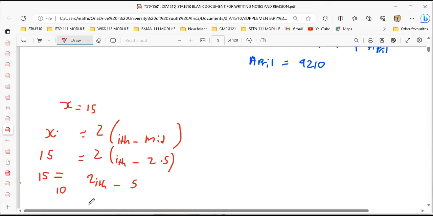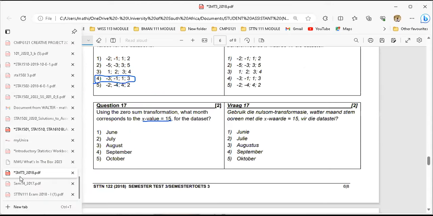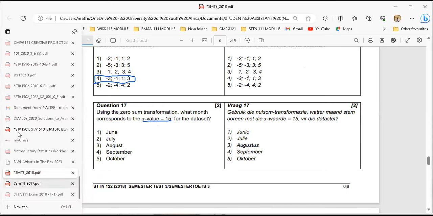I get 10, which is equal to 2 and then the ith period here. And then I need to get the ith period, and then I divide them by 2. Now the ith here is equal to what? Is equal to 5. But I'm not done. This is 5. And then they say what? Let's go and check the question again. They say, what month corresponds to x value 15. Yes, now I'm going back and check the question.